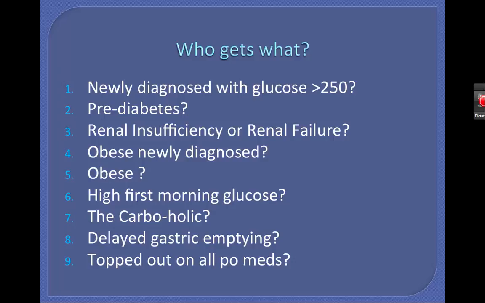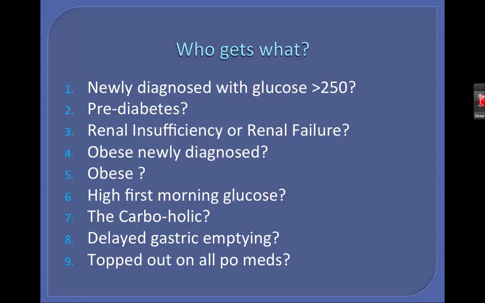4. Obese and newly diagnosed, start them on metformin. 5. Obese, metformin, Byetta, and maybe insulin. 6. High first morning glucose. You want them to eat breakfast and then start them on metformin. Someone who's a carboholic. Remember the alpha-glucosidase inhibitors. It blocks the enzymes that digest starches, and it is taken at the beginning of meals to decrease postprandial hyperglycemia, the alpha-glucosidase inhibitors.